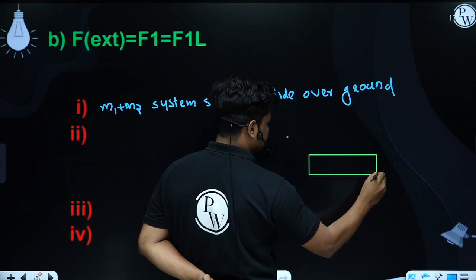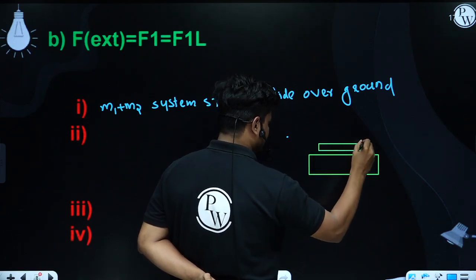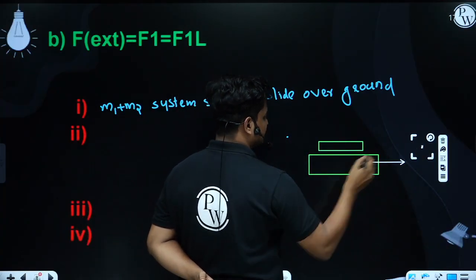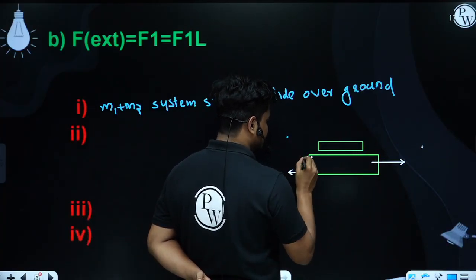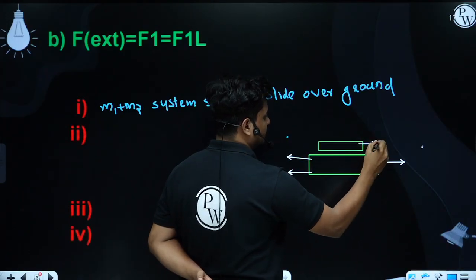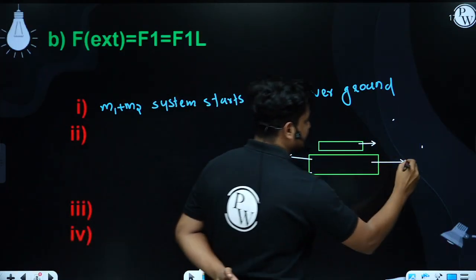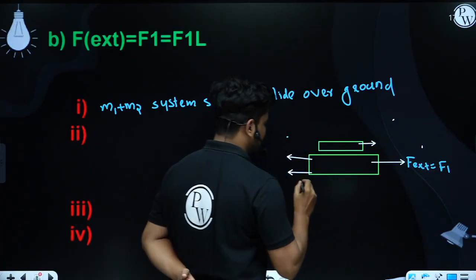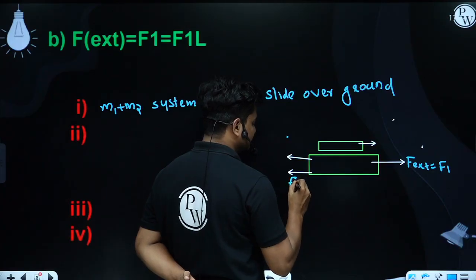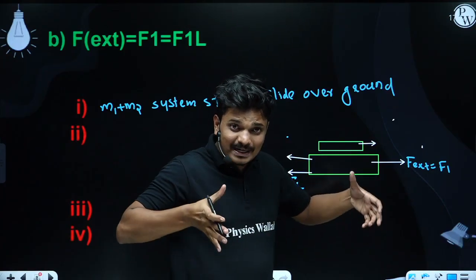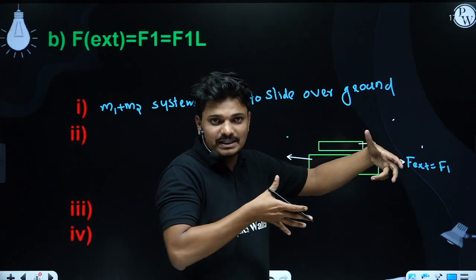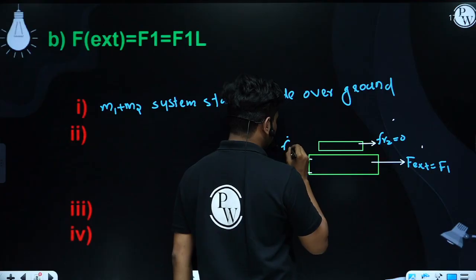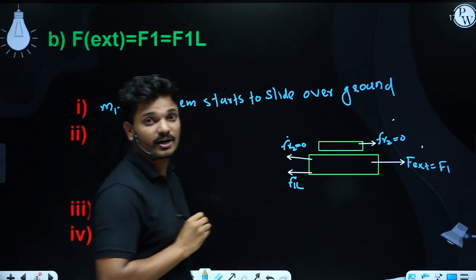This is our figure, a figure like this. This is our F external, this is a frictional force, and this is also our FR2. This is our F external, and F external is now F1, and at the time our FR1 is F1L. Still the system only starts to slide over, not in motion. That means this FR2 is still 0.